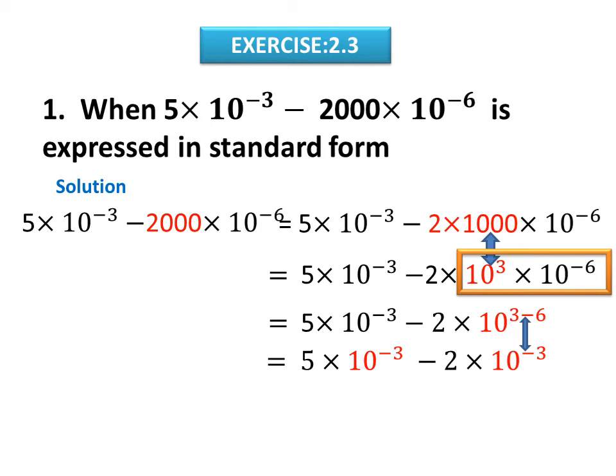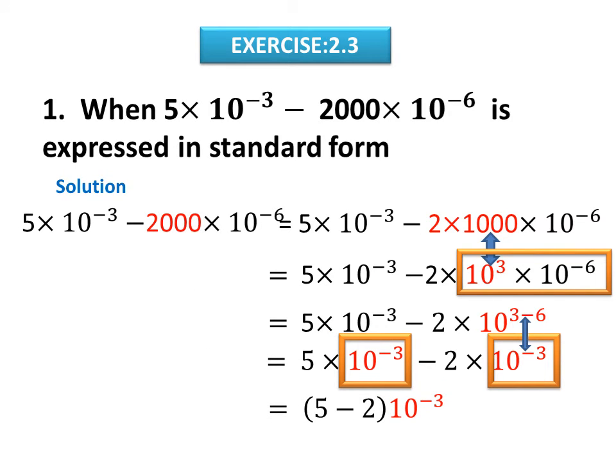Now let's consider 10 power minus 3 and 10 power minus 3. You have actually two terms. In these two terms, 10 to the power minus 3 is common. So let's take it out of the two terms. When you take it as a common number, we have 5 minus 2 to be the remaining. 5 minus 2 will be 3 into 10 to the power minus 3. So this is our standard form.